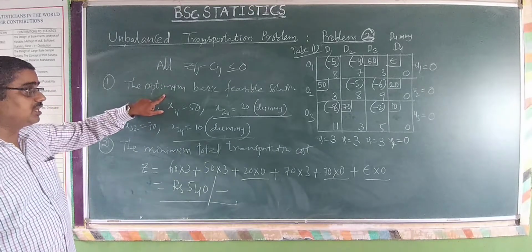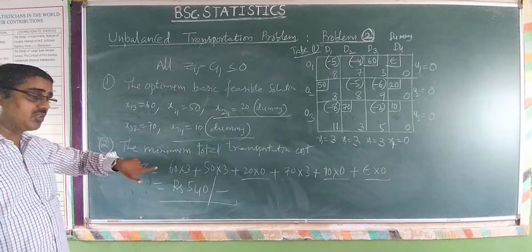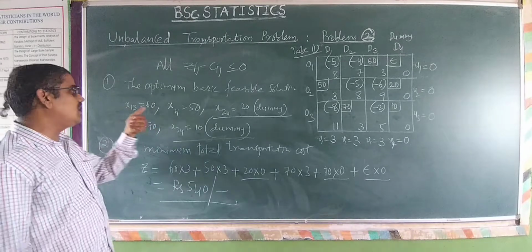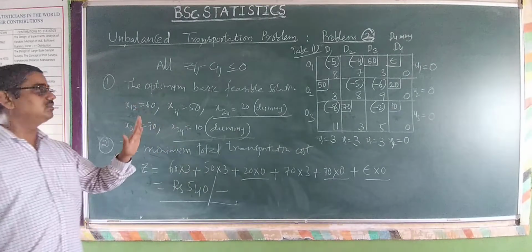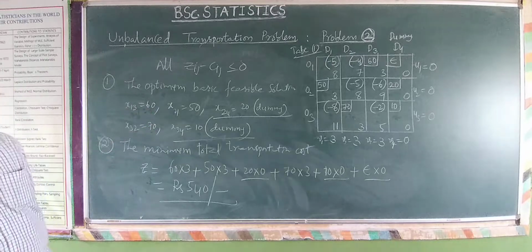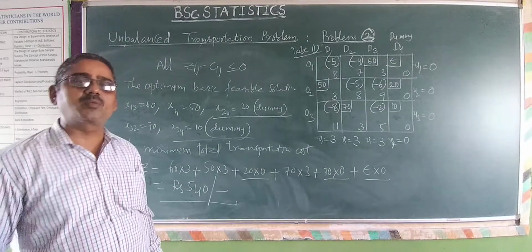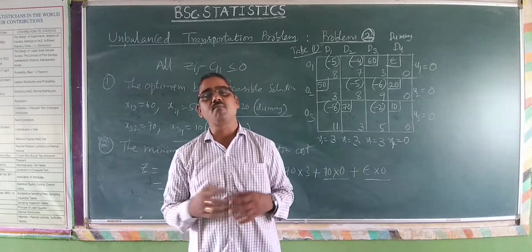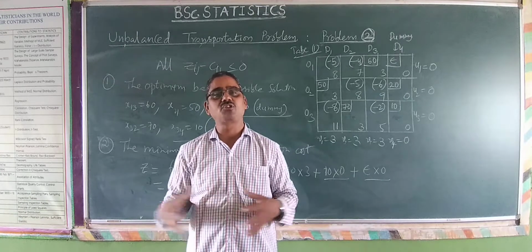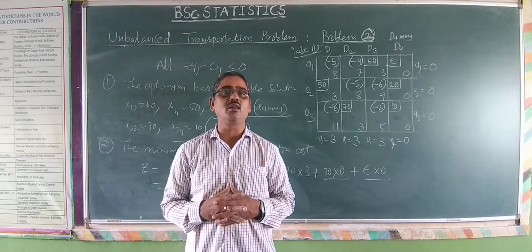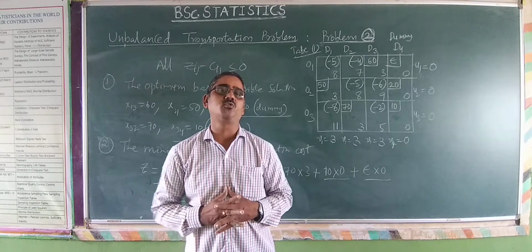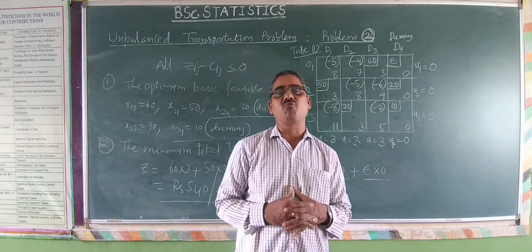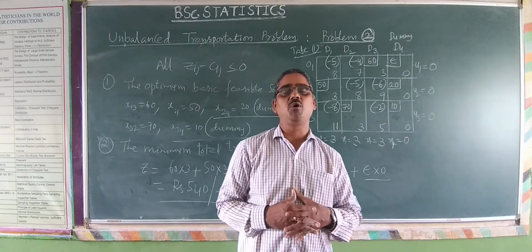The optimum basic feasible solution, the optimum value, the minimum cost, is 540 rupees, and it is attained at the values x13, x21 and x32. That's all. The remaining units cannot be transported. So this is another kind of unbalanced transportation problem which we have solved here. I hope you have understood well. These are the two kinds of unbalanced transportation problems we have examined, and we have calculated the solution for those problems. I hope you understand. Thank you.